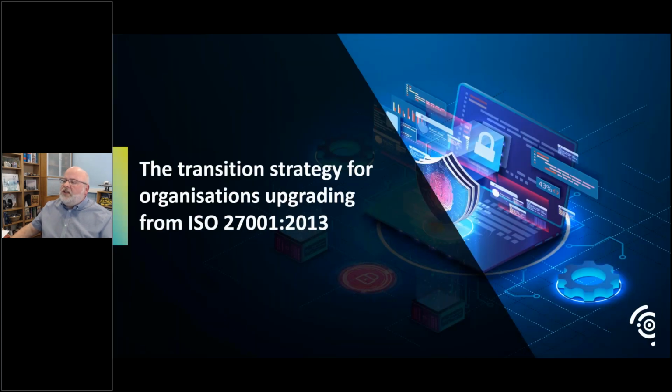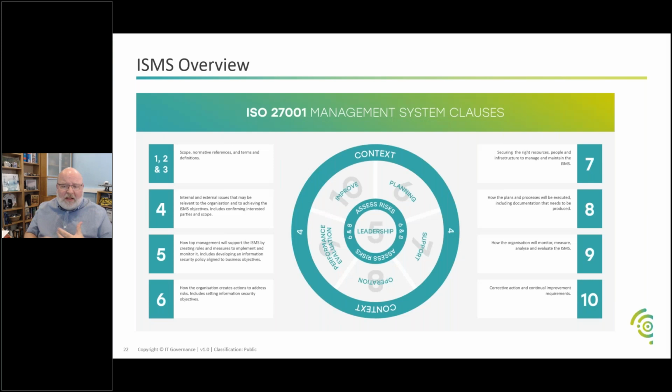Right, so strategy. We talked about the clauses earlier on, so it's a similar approach. If you're implementing, the clauses are the engine of the system. The first set of clauses up to 3 are just background information. 4 is about context. Leadership is 5. 6 is about planning, where you do your risk. 7 is about support. 8 is about operation. 9 is about analysing and evaluating your ISMS. And 10 is about continual improvement, and it's where we talk about audit.